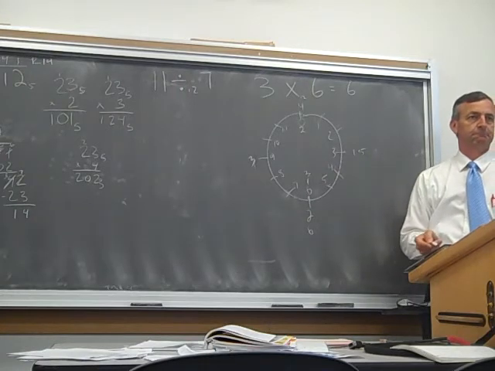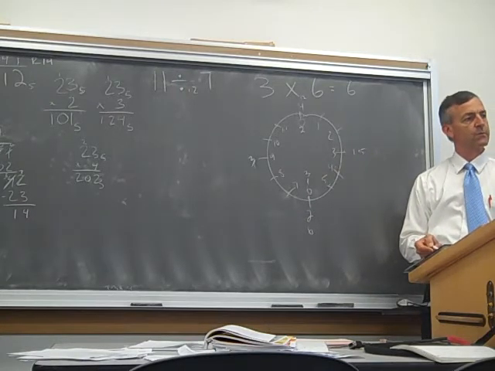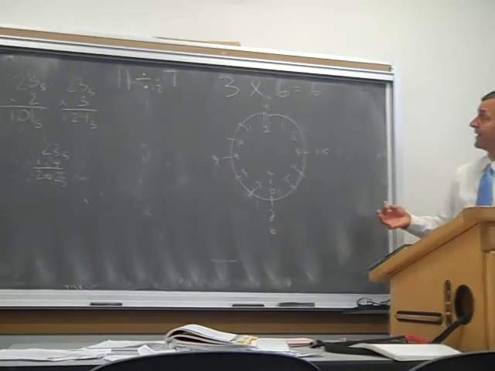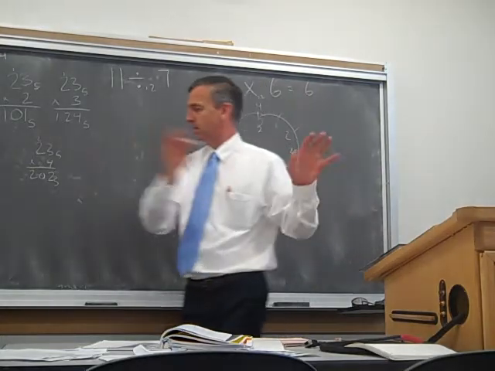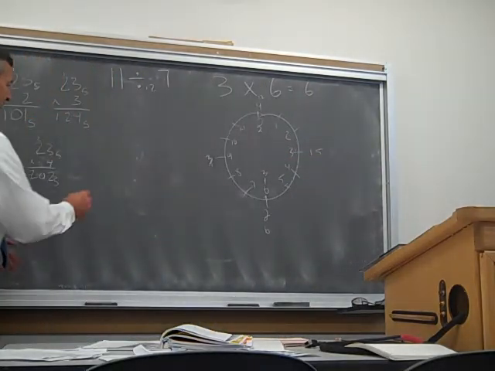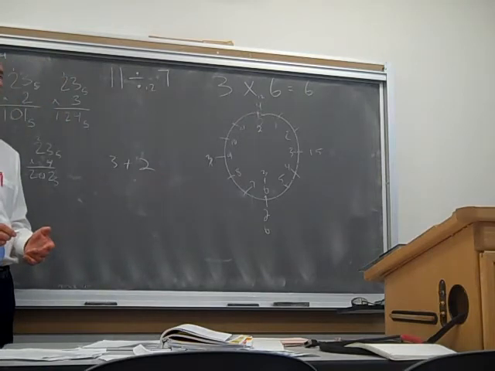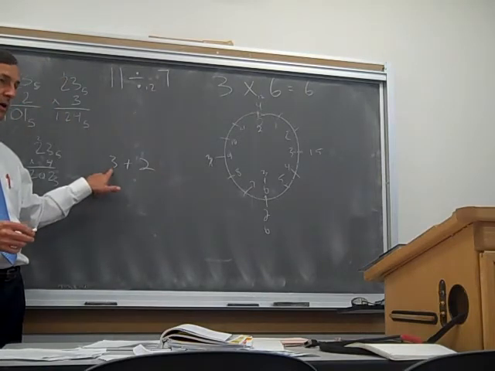The question, how do you know you start off with 0? Because normally when you're figuring out the time, you would start off at whatever time you're at. Don't do time. Do numbers. Do 3 plus 2. How do we do that? We start at 0 and we go 3.